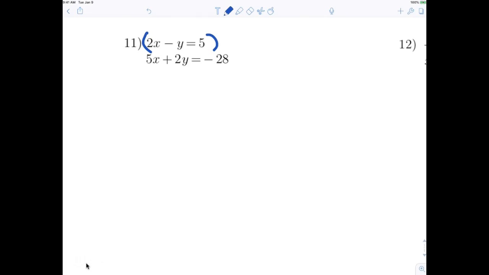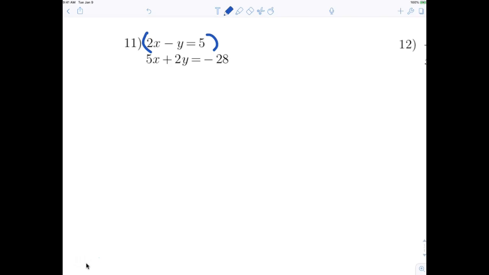Exactly. Look, guys. What you're supposed to say to yourself is this: wow, this would be really nice if that was a negative 2. Because a negative 2 and a positive 2 would then cancel. So I have to multiply that equation by 2. The reason why I'm going to multiply it by 2 is that it becomes negative 2y. Then when I add them, they cancel out. All right?